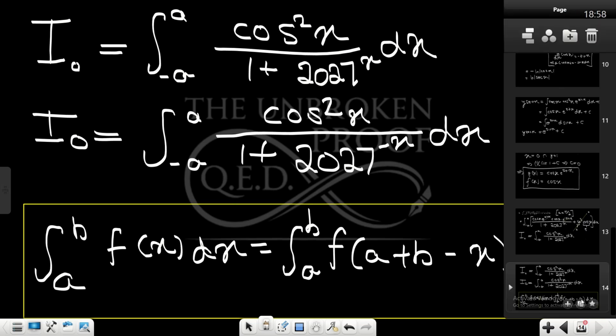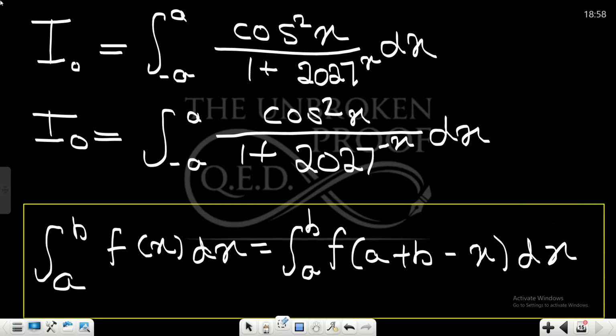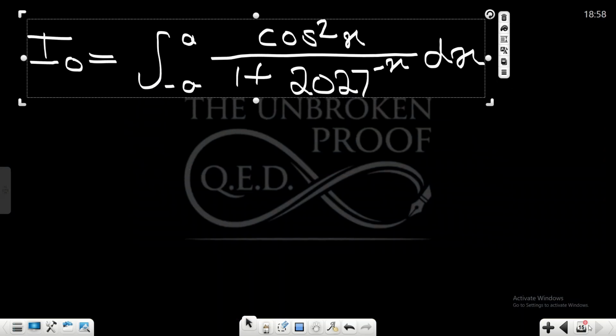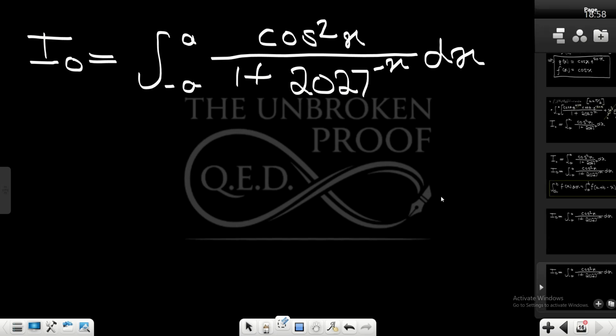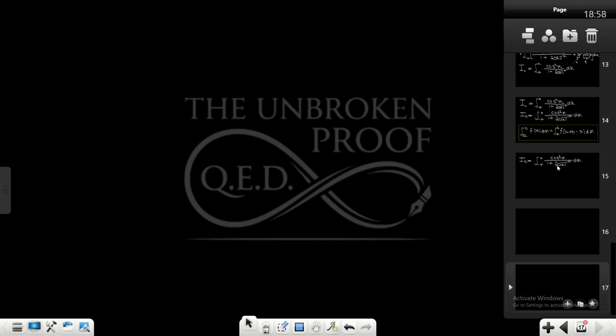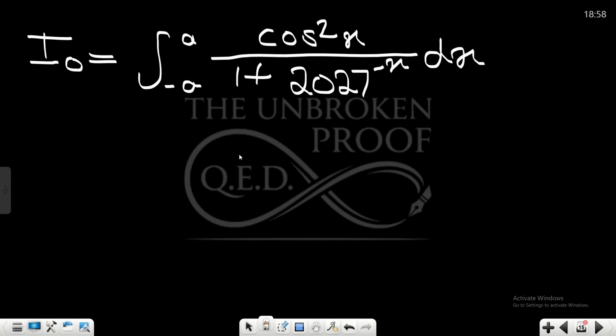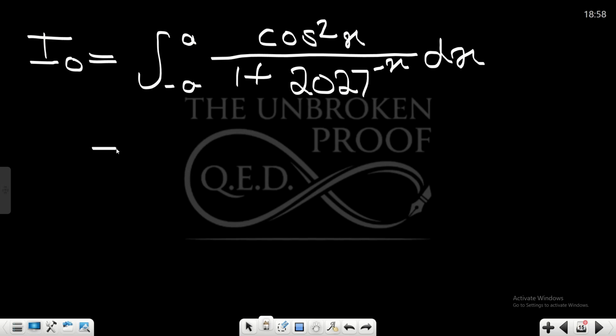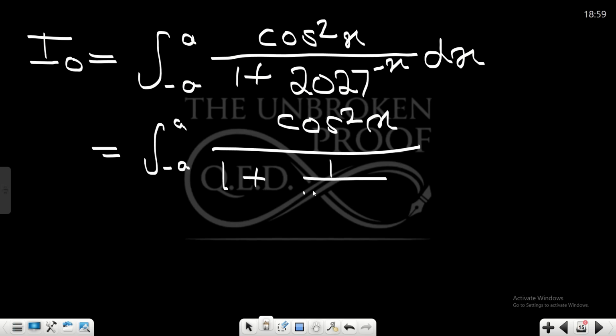Let me write it once. Okay, so if I take LCM in the denominator, you will get something like minus a2 plus a integral of cos square x by 1 plus 1 by 27 power x, multiplied with dx.